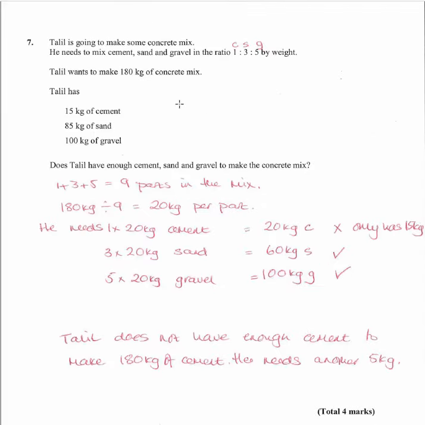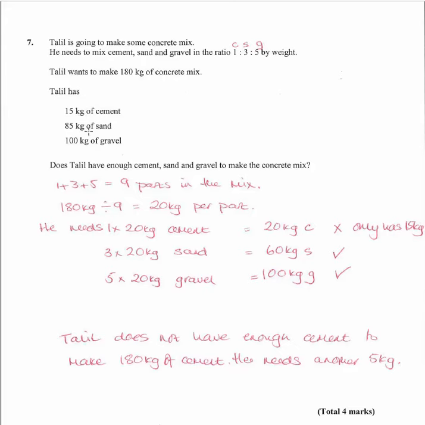Okay, Talil is going to make some concrete mix. He needs to mix cement, sand and gravel in the ratio 1 to 3 to 5 by weight. And he wants to make 180 kilograms of concrete mix. This is what he's got, okay, not what he needs. That's important that you don't get those mixed up.